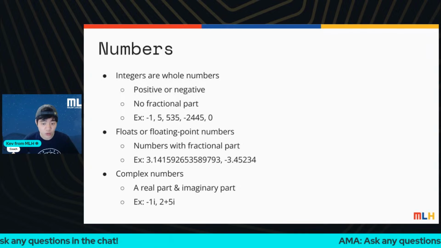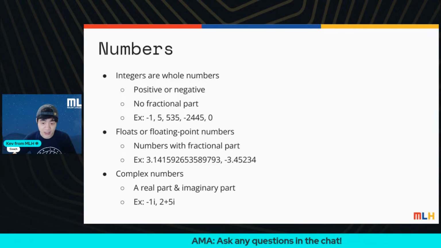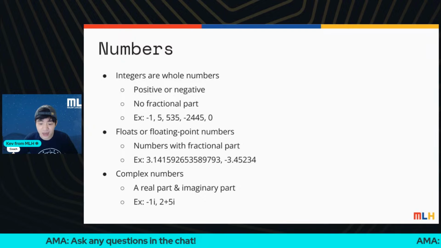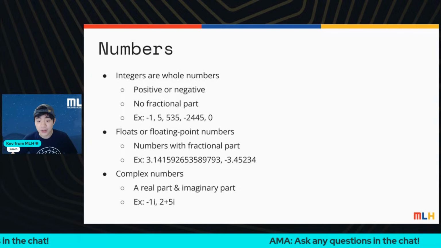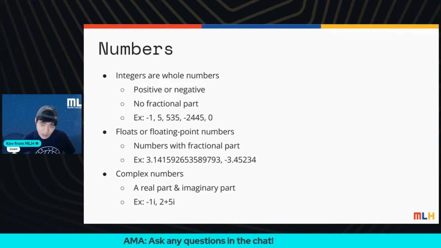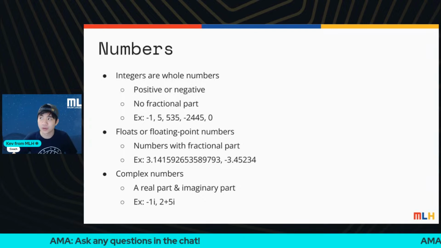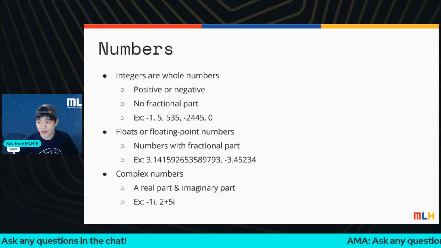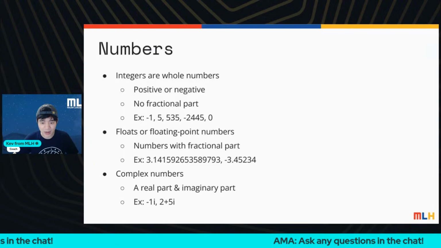Integers are essentially your whole numbers. That is, numbers that are either positive or negative that have no fractional parts. Examples are -1, 5, 535, -2,444, 0. Those are all positive or negative numbers without a fractional component. And do not ask me about 0. That's a whole other debate, and I'm not ready to debate math with anyone in chat yet.